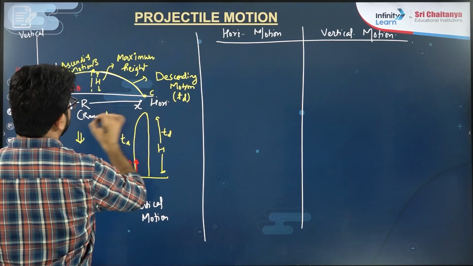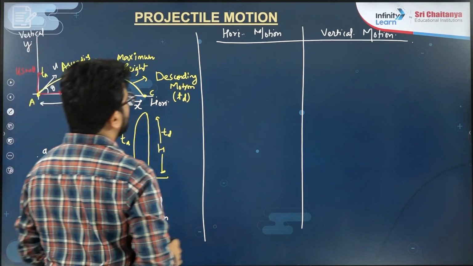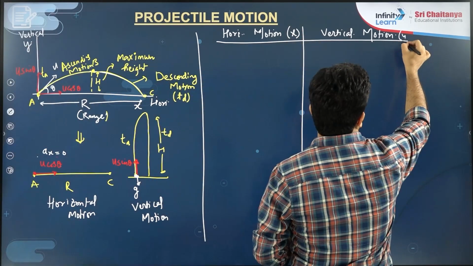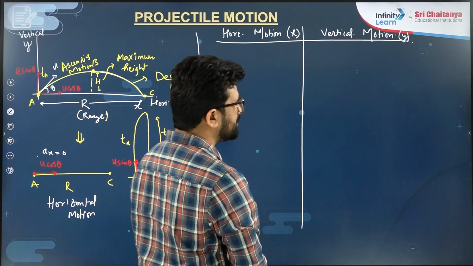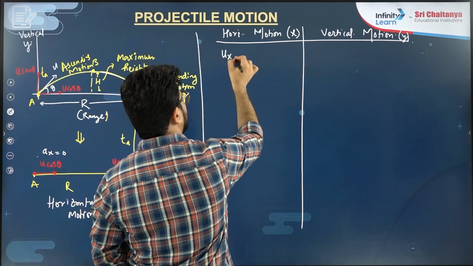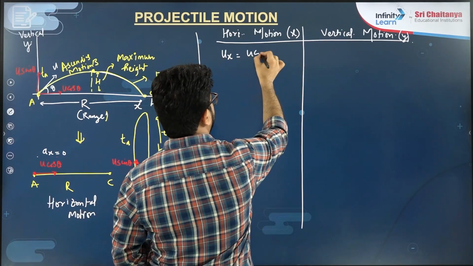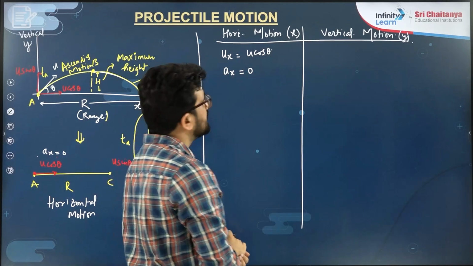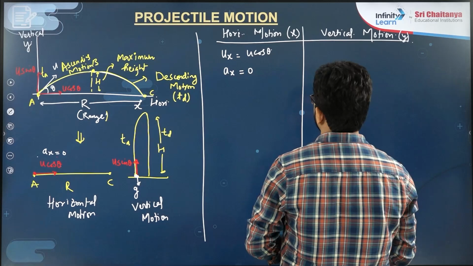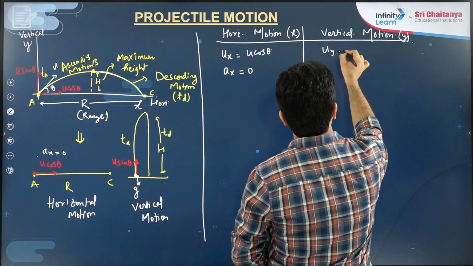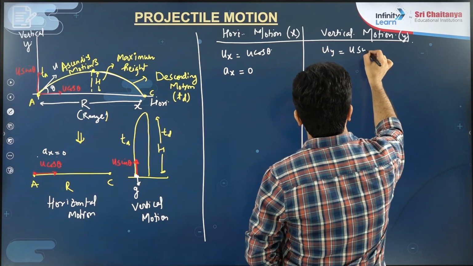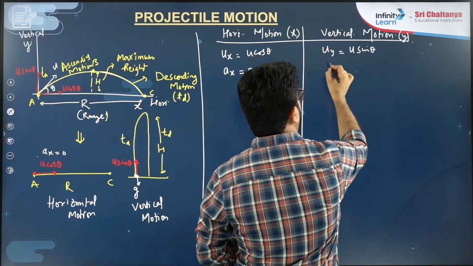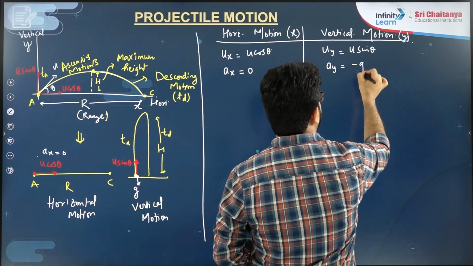This is the x-axis, this is the y-axis. I can write, along the x-axis you can write, along the y-axis you can write. In the x direction, when you say what is the velocity, you can say the initial velocity is u cos theta, but the x-direction acceleration is equal to 0. Similarly, if you go for the vertical motion, you will say uy is equal to u sin theta, and acceleration is equal to minus g.